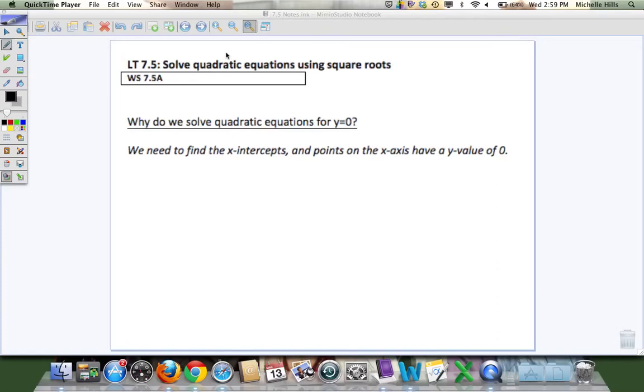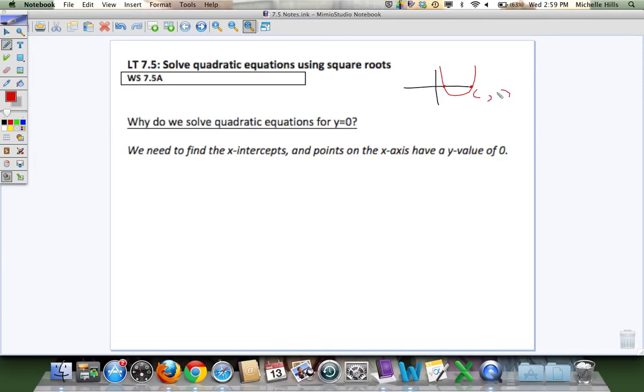Now, you've actually done these kinds of problems before, solving quadratic equations using square roots. As a reminder, you will sometimes see y in these equations, and we replace the y with a 0 because we're trying to find the x-intercepts. If I graph a quadratic equation and I get a parabola, I want to find these values where it crosses the x-axis. If I wrote the ordered pairs of those, it would always be something for x and then y is 0.